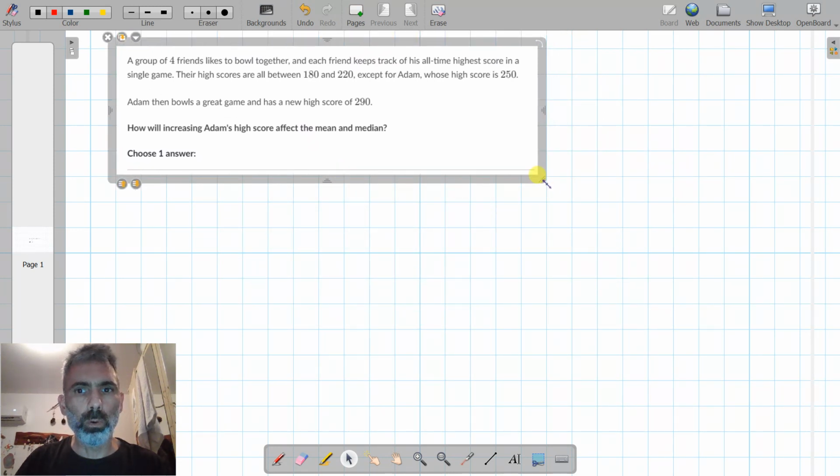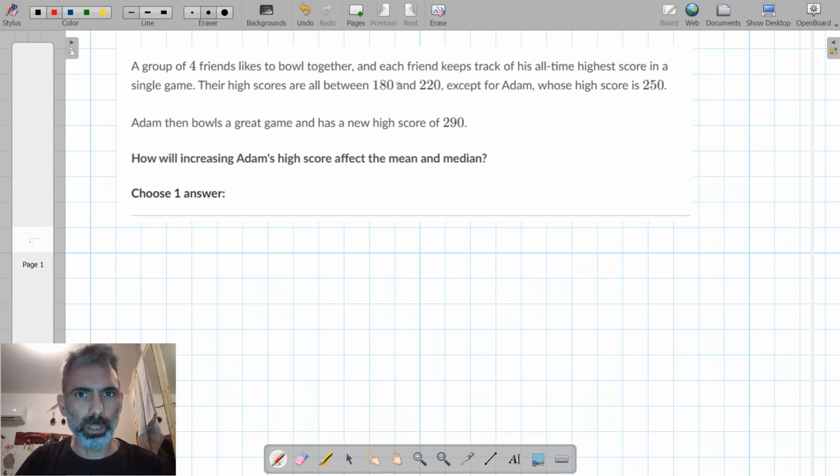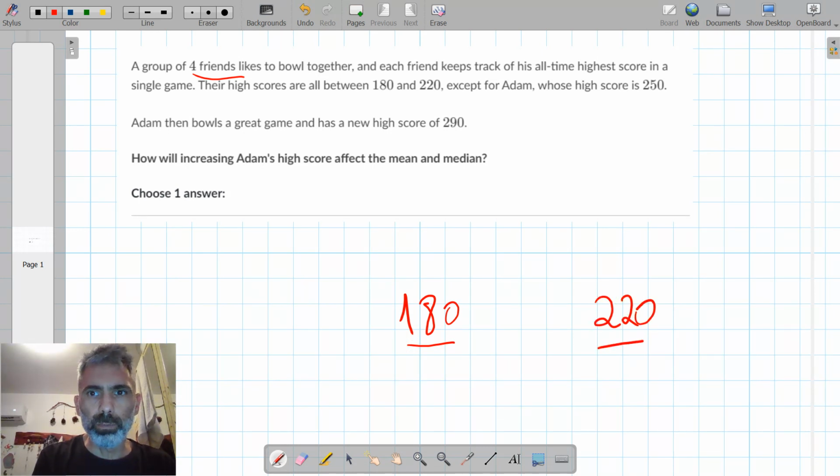A group of 4 friends like to bowl together, and each friend keeps track of his all-time highest score in a single game. Their high scores are all between 180 and 220, except for Adam, whose high score is 250.